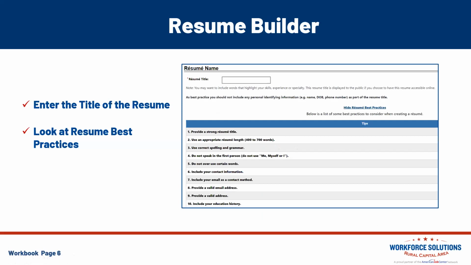Now, you want to enter the title of your resume, and this is really important because this is how employers can pull up your resume should they go in the system and do a search. So if you have maybe different industry-based resumes, be sure that you have titled them somewhat to the occupations that you're tailoring them for. Now, Work in Texas also has resume best practices, and there's 10 tips that you can utilize to be sure that your resume is in tip-top shape.